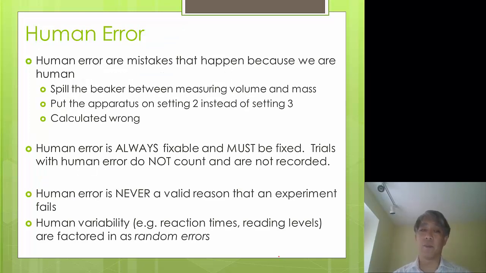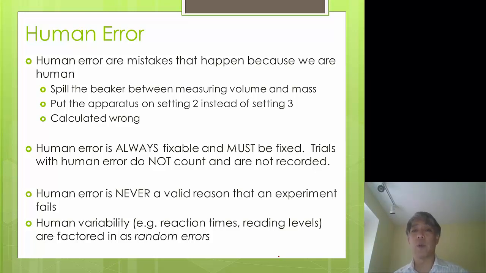Human error is something that comes up frequently, okay? Human errors are mistakes that happen because we are human. I spilled the beaker between measuring the volume and the mass. I used the inches side of the meter stick. Okay, I put the apparatus on setting 2 instead of setting 3, or I used the calculator wrong. Okay, those errors do not show up in our lab reports. Never. Okay, because if you make those types of errors, you can also fix those types of errors. They're always fixable and they must be fixed.